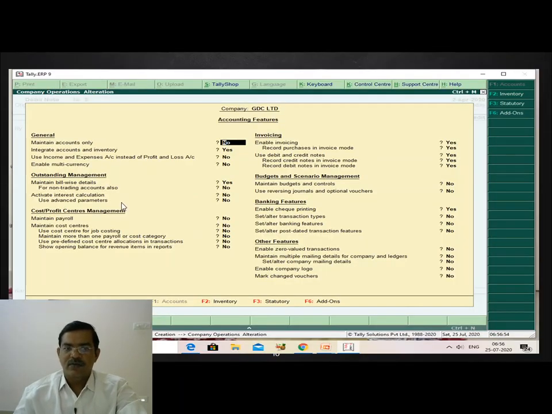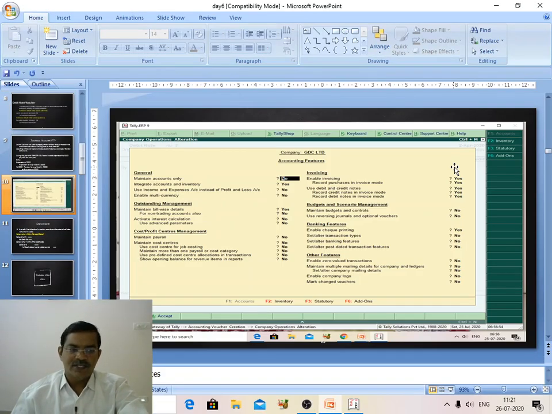See here, this is the accounting feature. I will show you how we activate and enable these debit note and credit note vouchers. Here we can use the debit and credit note vouchers, in invoice mode. If it is set to yes, the feature appears. If it is not, the feature does not appear. So this is the brief theoretical part.